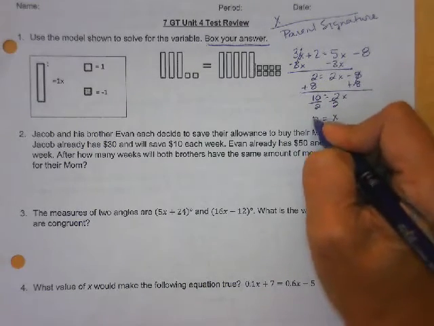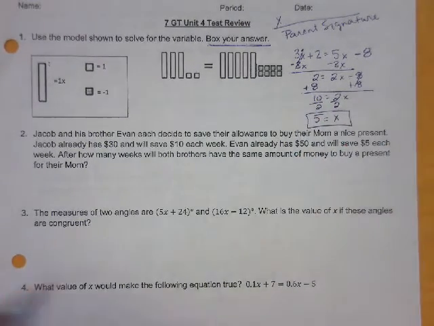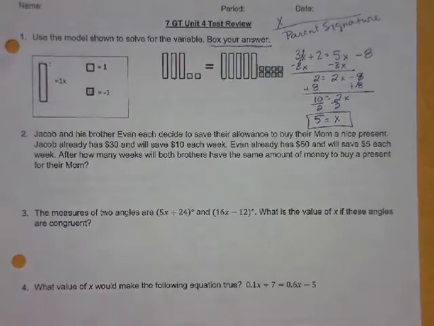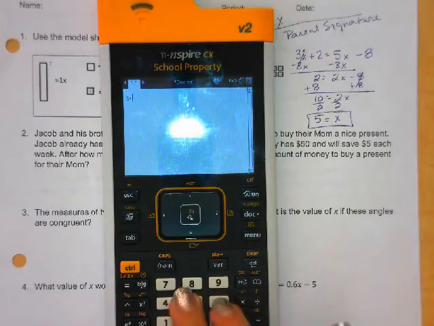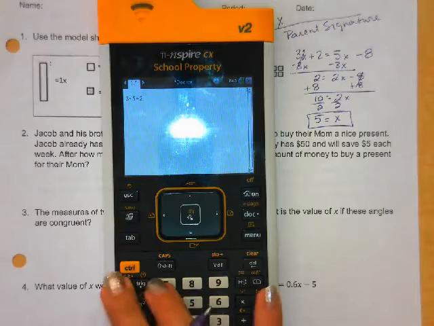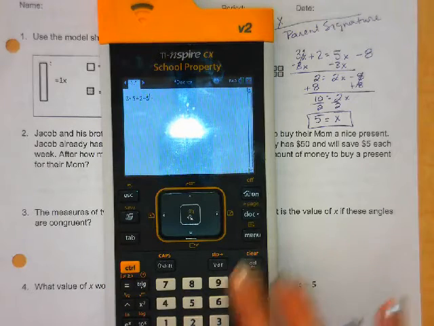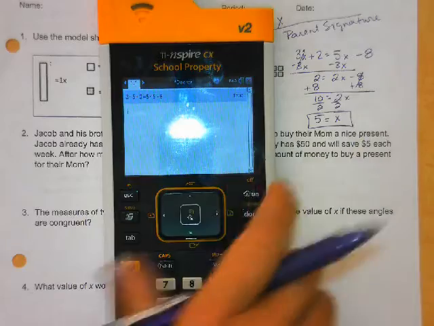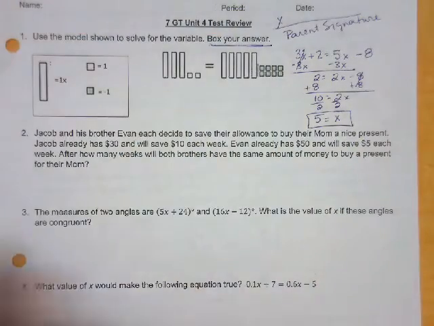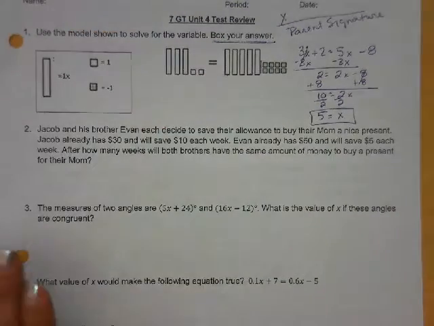So x equals 5. It is always a good idea to make sure you plug that into your equation and check. So I can say 3 times 5 plus 2 is equal to 5 times 5 minus 8. And I got a true statement, which means I did do it correctly. So please make sure you're checking in the calculator.